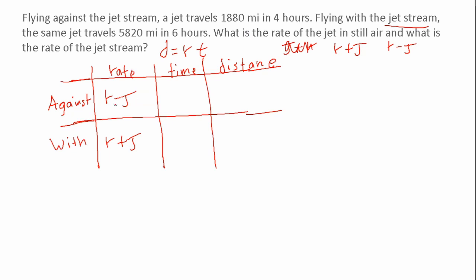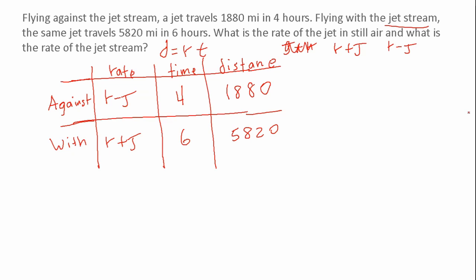Time is given. So against, we're told it takes 4 hours to cover 1,880 miles. And with the jet stream, we're told it takes 6 hours to cover 5,820 miles. And so now we have all this information we can use to solve.